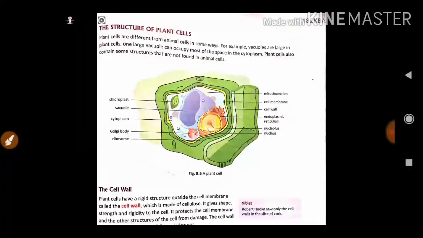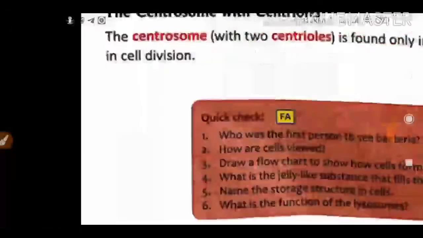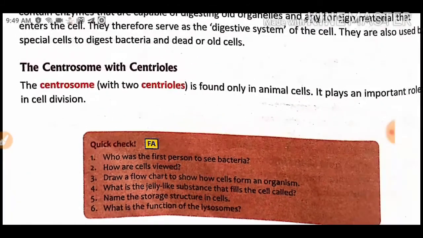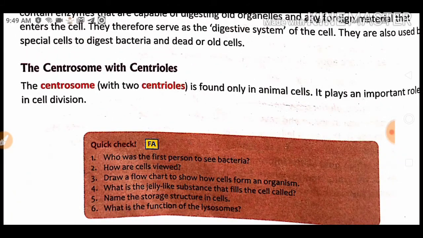So after that, we will discuss the difference between plant and animal cells. I hope you will understand animal cells and plant cells completely. If you have any confusion, then you can ask me.